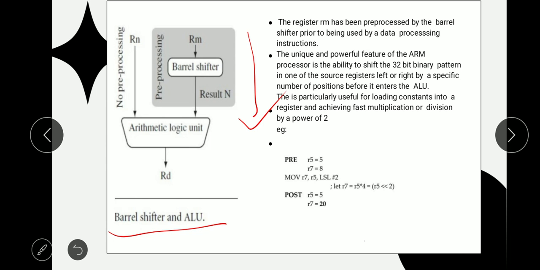Apply a logical shift left to a register Rm before moving it to the destination register. The move instruction copies the shift operator result into a register Rd, that is a destination register. The example multiplies the register R5 by 4 and then places the result into a register R7.